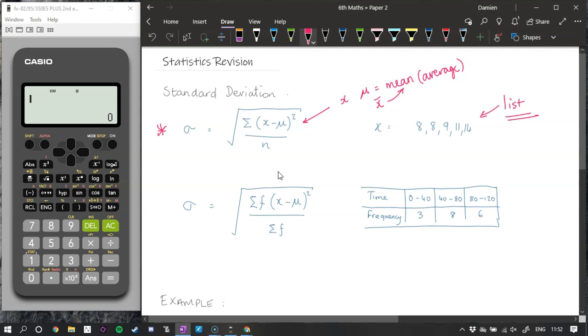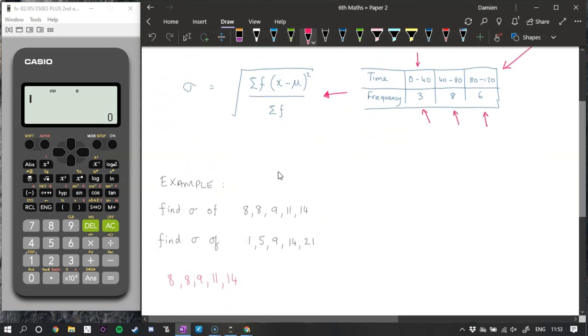The second formula that you're going to use is when you have a frequency distribution table. So in this particular example, you actually have a list of values and how often they occur. For example, the time 0 to 40, whatever that might be, a bus journey or train journey, happened 3 times. The group between 40 and 80 happened 8 times, and the group between 80 and 120 happened 6 times. So there's a lot more numbers in here, and you're going to use a different formula for that. We're just going to concentrate on the top one at the moment and have a quick look at it.